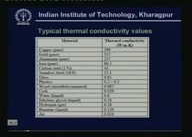Now, let us look at typical thermal conductivity values. This table here shows typical thermal conductivity values for a large number of materials at 300 Kelvin. That means at a temperature of 27 degrees centigrade.